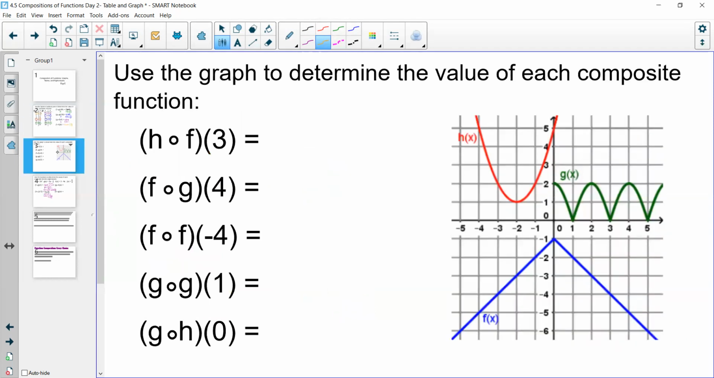Now, when we do graphing, we're going to do the exact same thing. So remember, h composed of f of 3 is the same as h of f of 3.